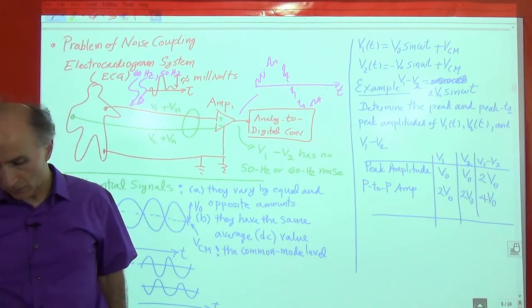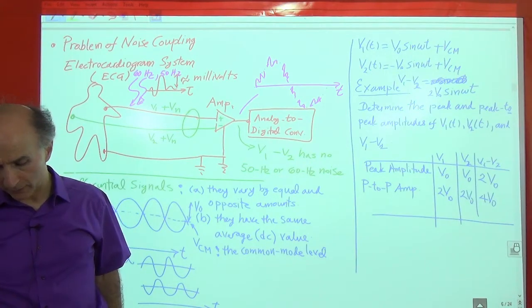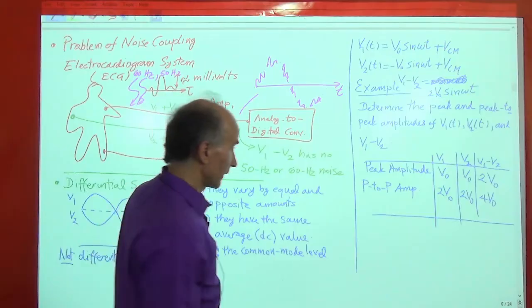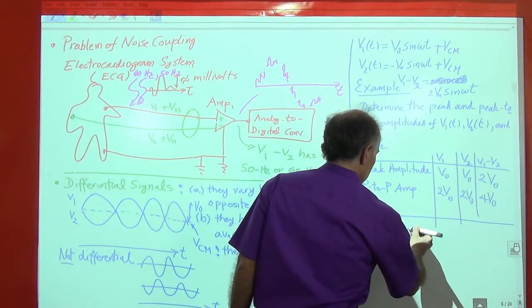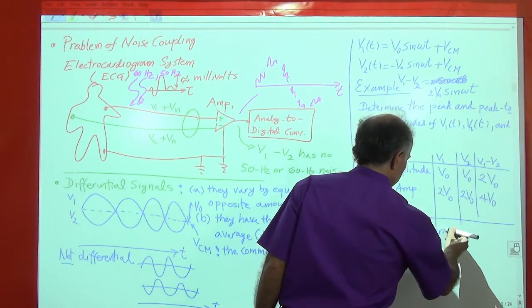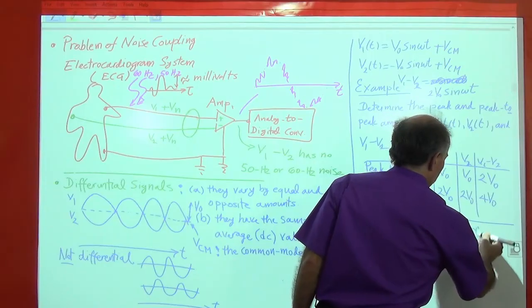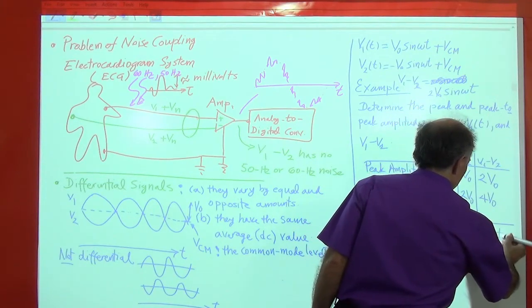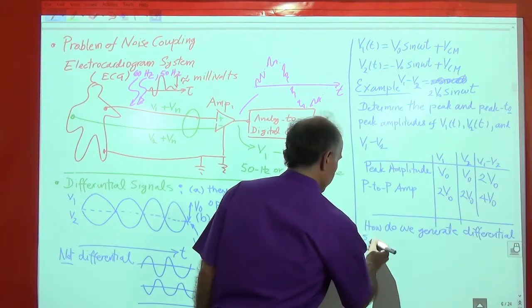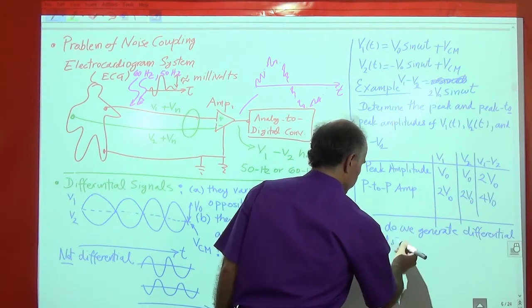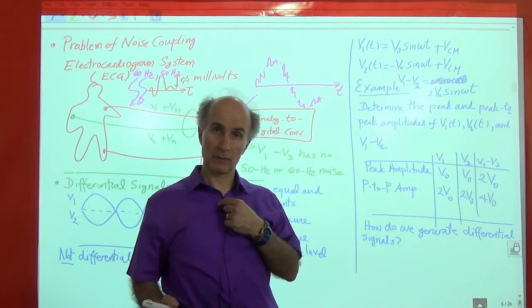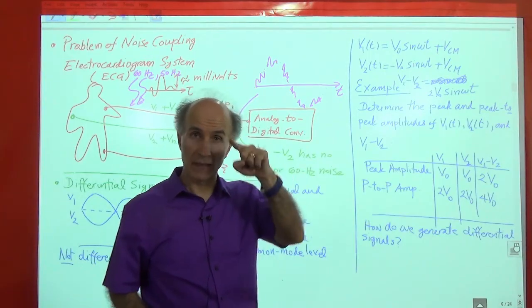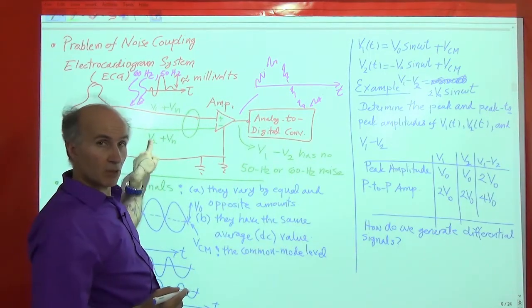All right, so the next question that would be good to answer is the following. How do we generate differential signals? Okay, so here's a common situation. I have a microphone, this microphone here, and it generates just a single line, like this V1 here. It doesn't generate the other one.